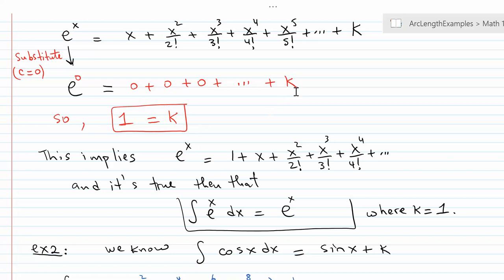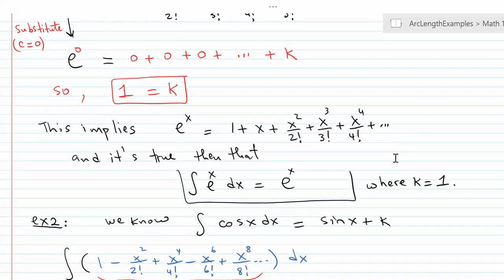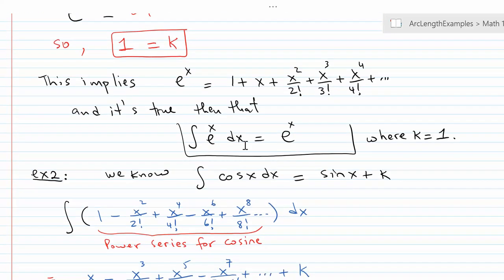So once you replace k with that value 1, you've basically proved that this polynomial is e to the x, and it is. It looks exactly like the Taylor polynomial for e to the x. Pretty cool, isn't it? So e to the x, the integral of that is e to the x, where k is 1.